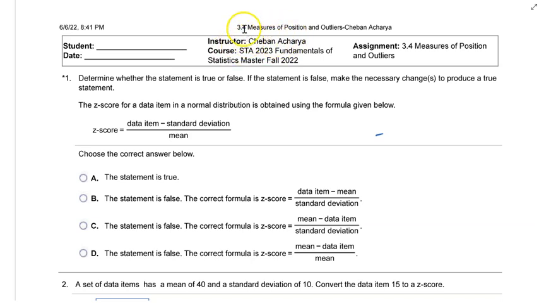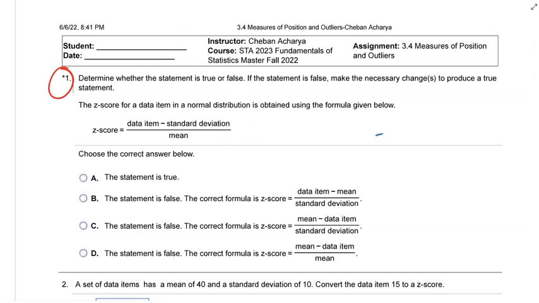In this video, I'll do the homework from section 3.4. Section 3.4 is about the measures of position and outliers. Those are the topics. First question is a formula question. The question asks whether the statement is true or false. In other words, is this formula to find the z-score true or false?